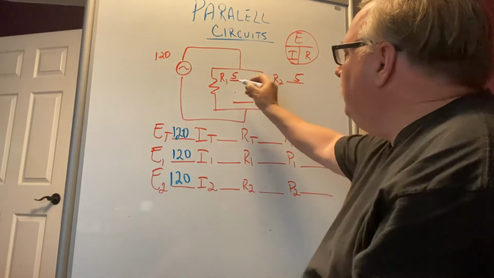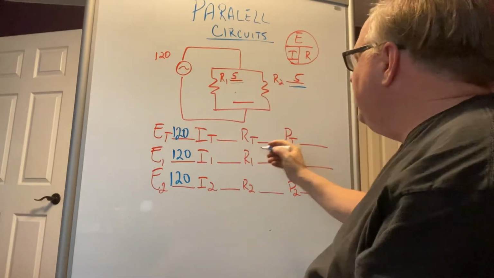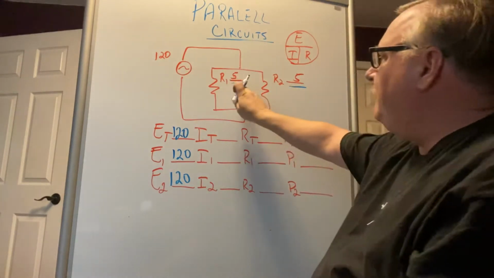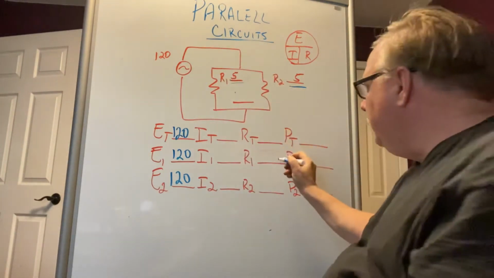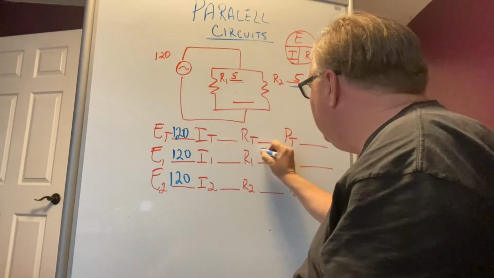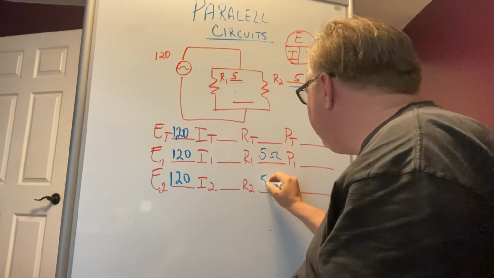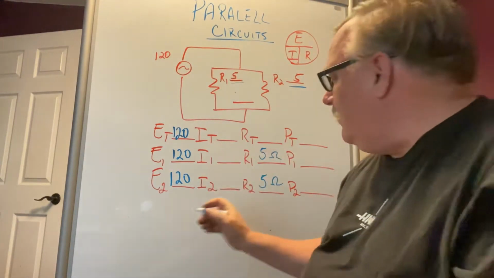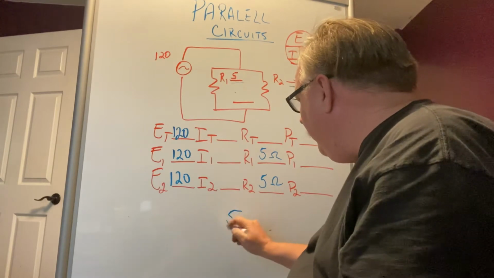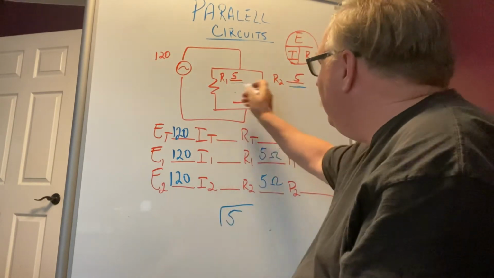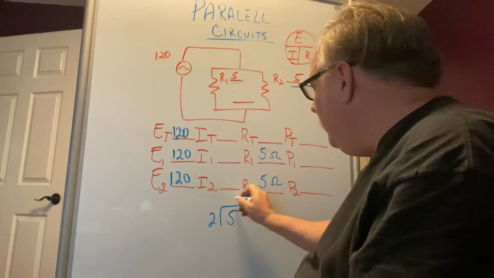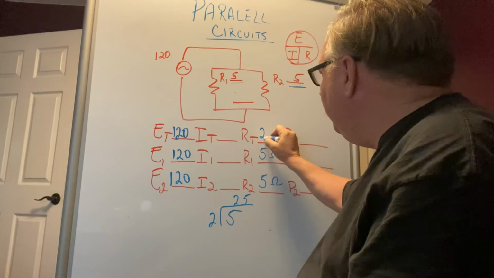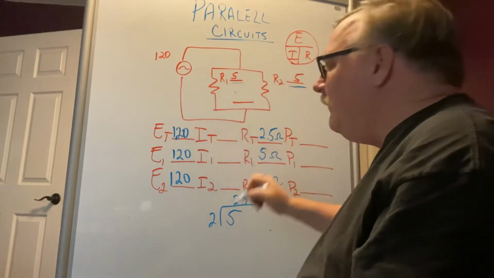The next thing is we're going to make sure we write down the resistors that are given to us. So we have 5 ohms resistance for resistor 1 and resistor 2. So we'll go ahead and put 5 ohms down here. Okay, so in order for us to figure this out, we're going to take 5 ohms and divide that by the total number that we have. We have 2. So 5 divided by 2 is 2.5. So our circuit resistance is going to be 2.5 ohms.